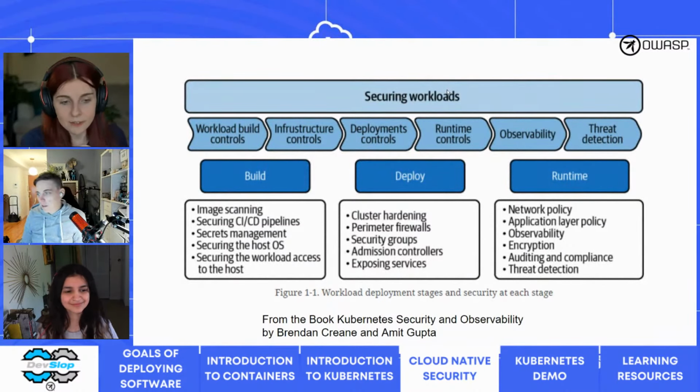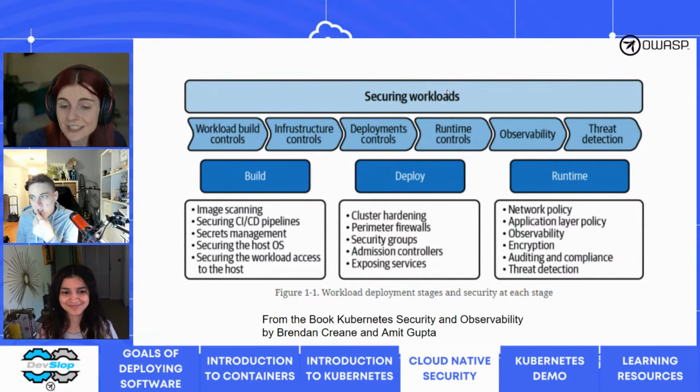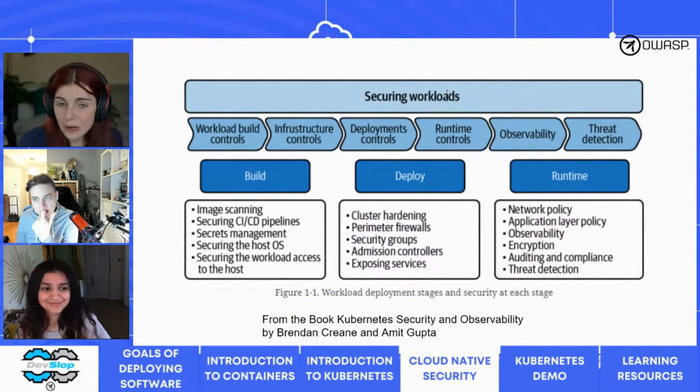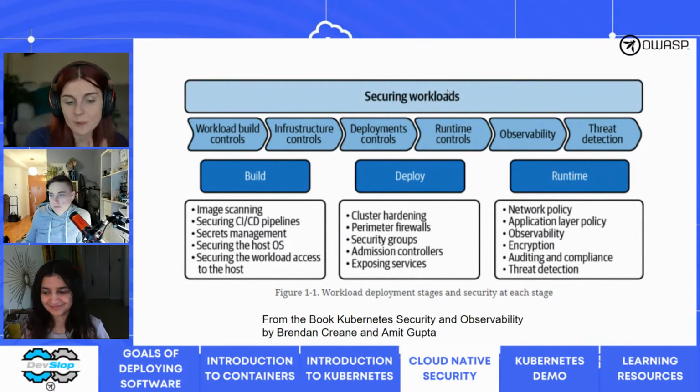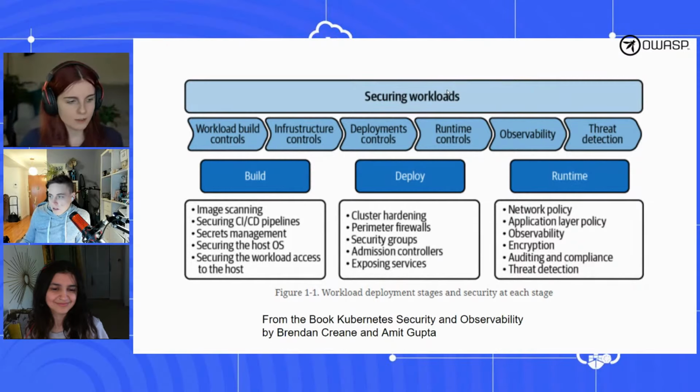Now, it's a bit difficult to keep it as simple as possible if these are all of the security considerations that you should take into account when you're actually deploying your workloads. I took this image from a book called Kubernetes Security and Observability by Brendan Crane, I don't know how to pronounce his last name, and Amit Gupta, which is one of the newer books that just came out. I think this image summarizes it really nicely: across your deployment lifecycle, your application being built, deployed, and managed afterwards, you have a lot of different considerations that you have to take into account.